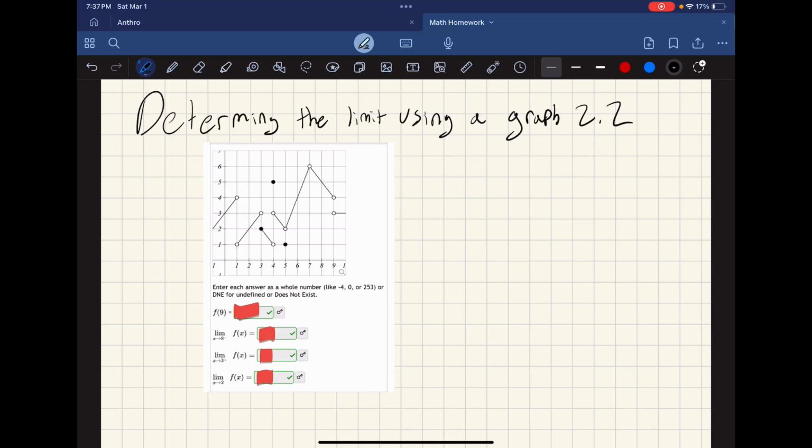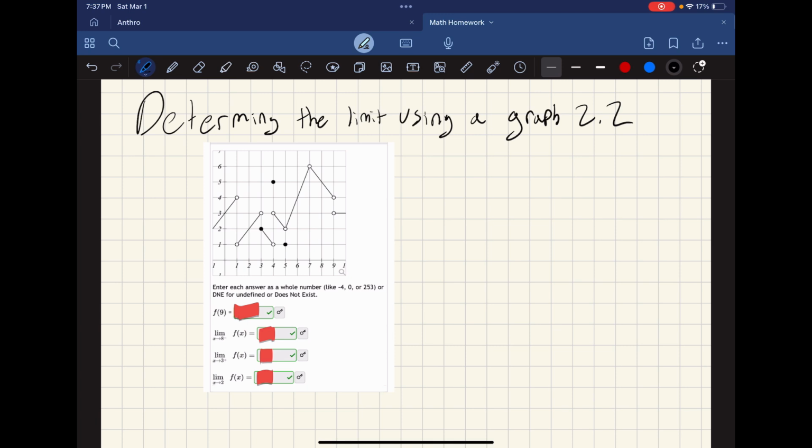I'm going to be teaching you how to determine the limit using a graph. So for our MyOpenMath, I was given this question, question 2. It says to enter each answer as a whole number, like -4, 0, or 253, or "does not exist" for each of the answers here. So there are 4 answers.